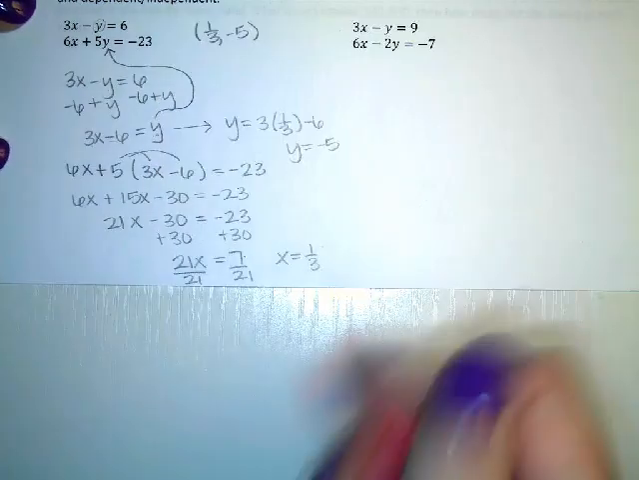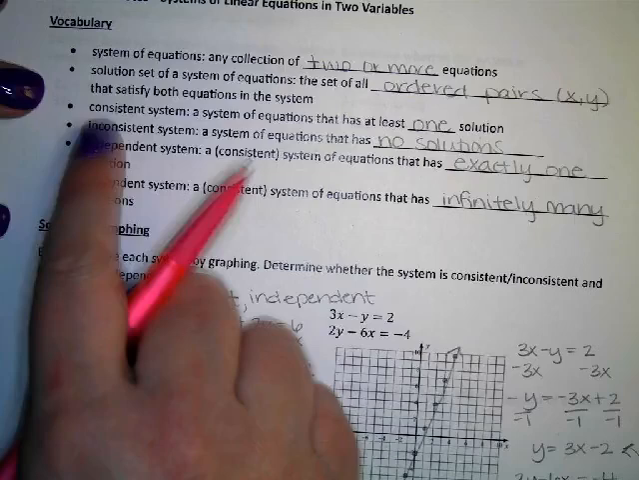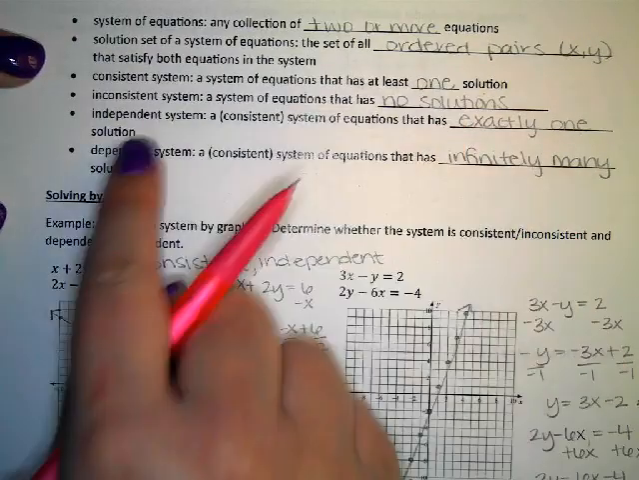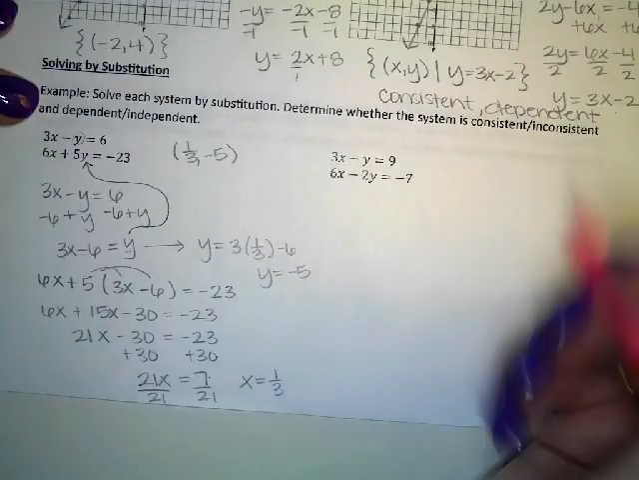And then if we go through and write the words that describe this, we have a consistent system because we have at least one solution. We have an independent system because it's exactly one solution. It is not infinitely many. So this is consistent independent.